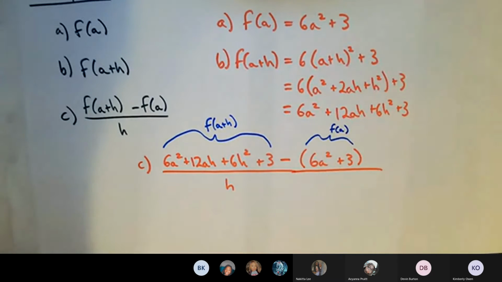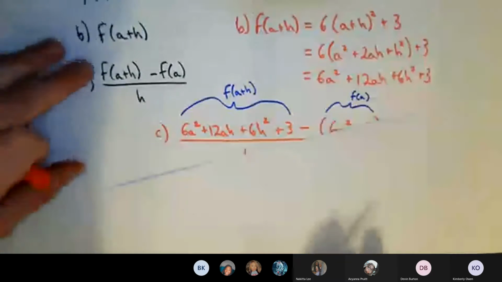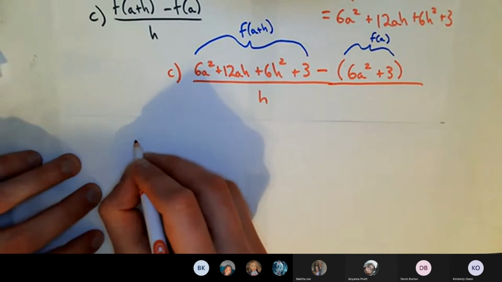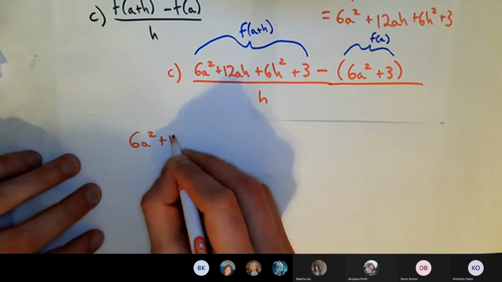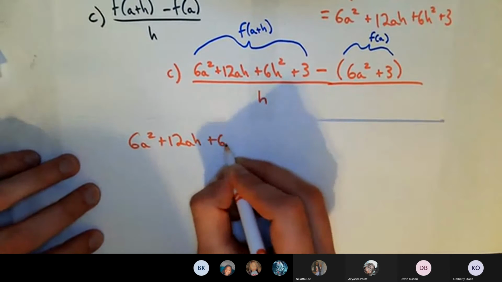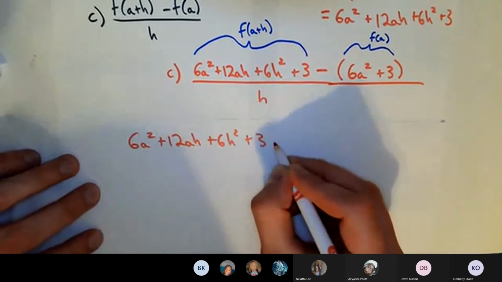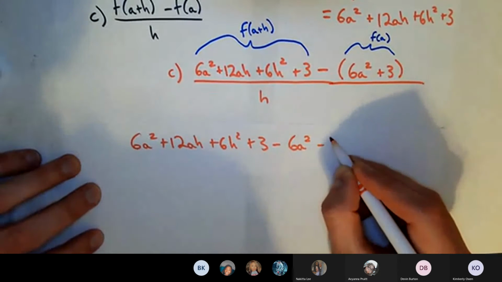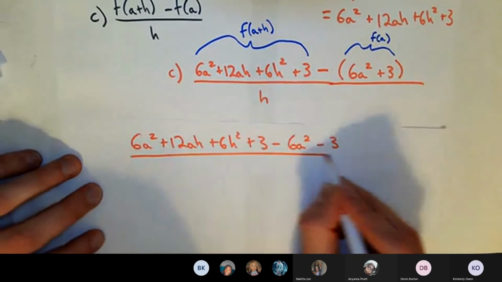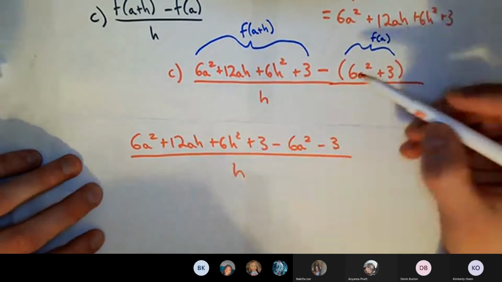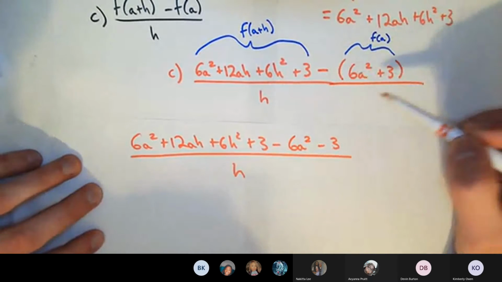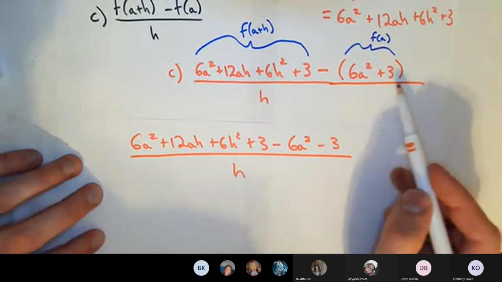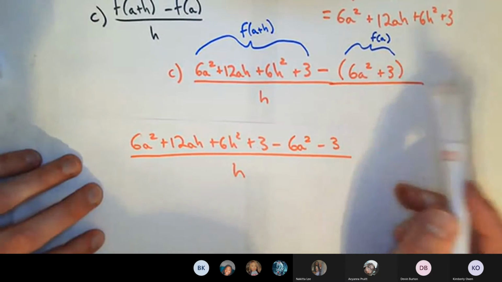Okay, so now I'm going to come to some new paper so I have room to really write this big. I have 6a squared plus 12ah plus 6h squared plus 3. Distributing the negative here, minus 6a squared minus 3. See why they both became negative? Because of this minus sign. They're both supposed to change signs because I'm subtracting this entire thing. That's why I made sure to wrap them in parentheses here.